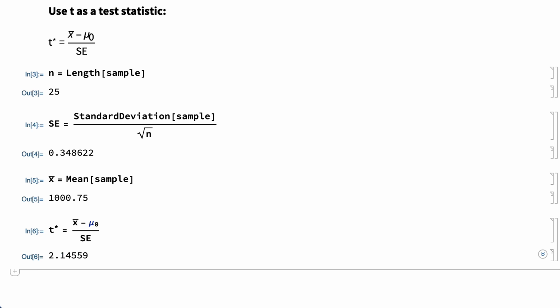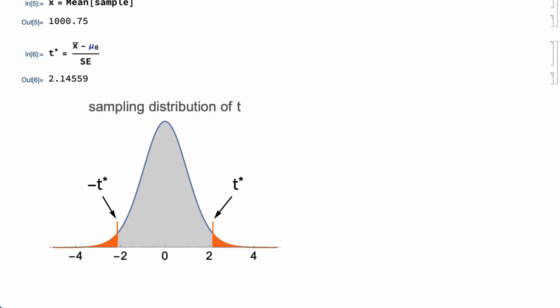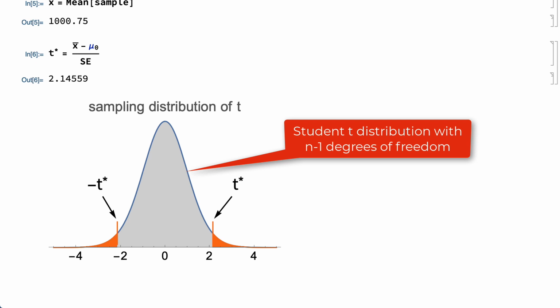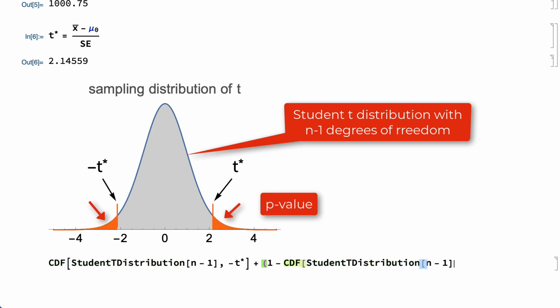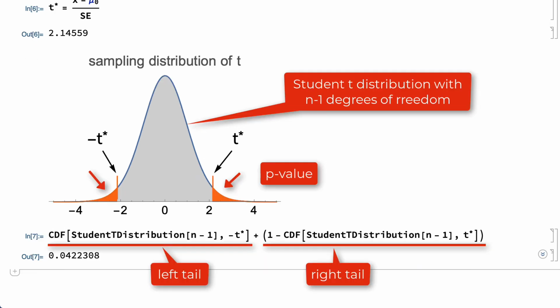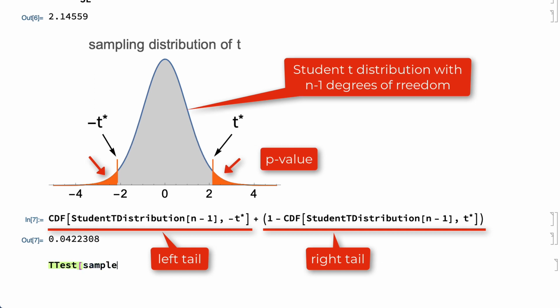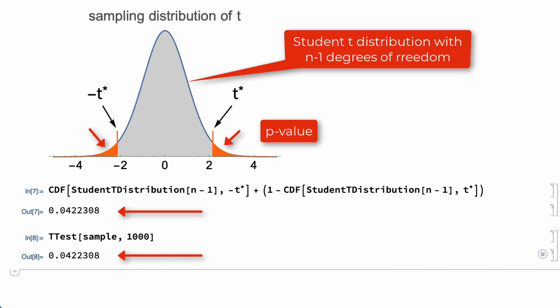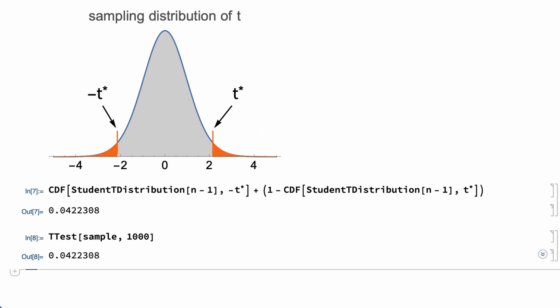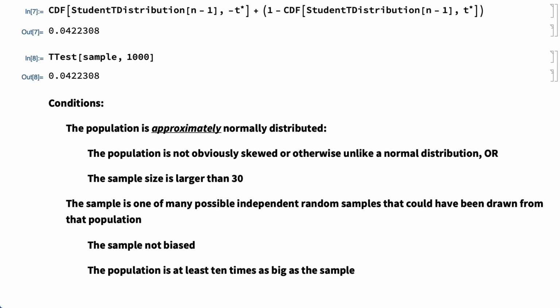The advantage of this test statistic is that this sampling distribution is a known distribution. Assuming that the population is normally distributed, this distribution is the student t distribution with n-1 degrees of freedom. The p-value is the area in the tails of this distribution, which can be computed using the cumulative density function, CDF. This is also the p-value returned by the t-test function for this sample and the hypothesized mean of 1,000.